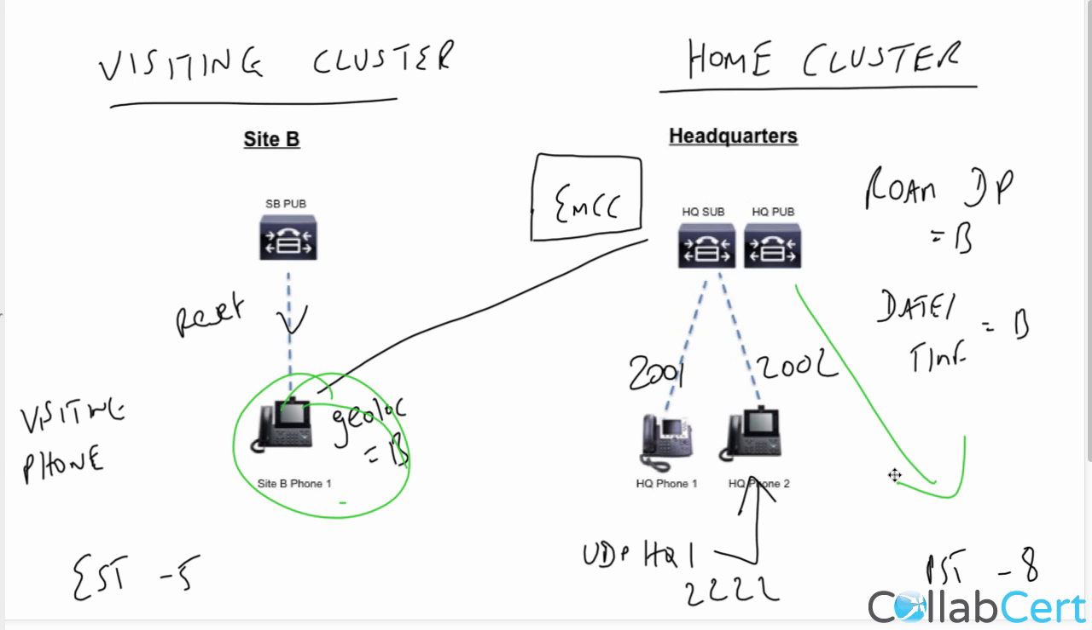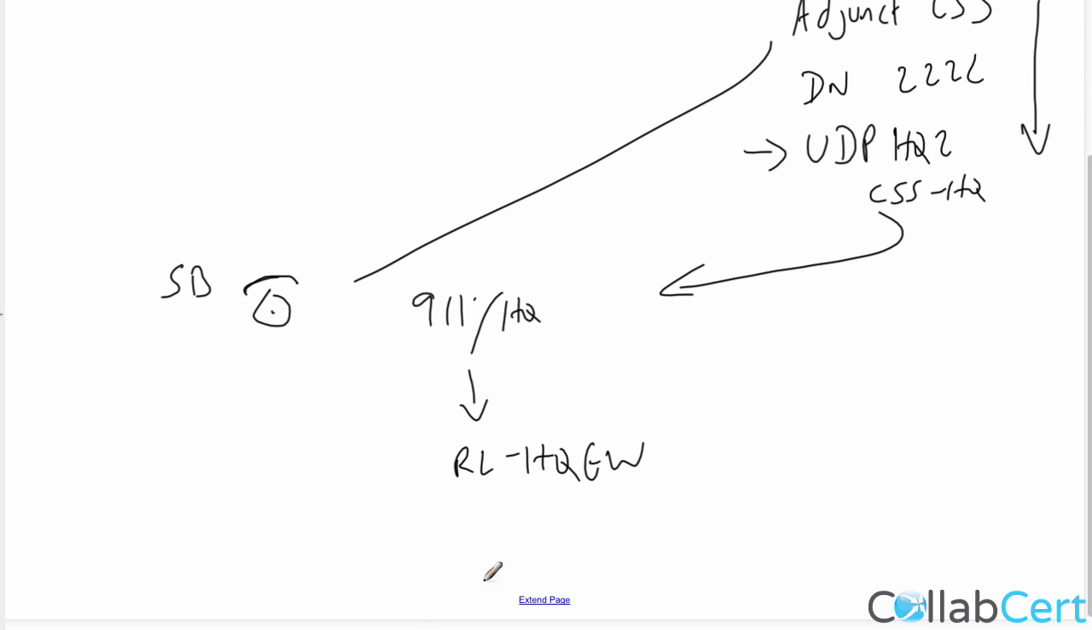I think so. I'm physically located in Site B. The phone happened to register to the home cluster. I dial 911, it's gone out the wrong gateway. That's totally wrong. How do we rectify this situation? In this situation, we should not use the route list HQ. We should use a standard local route group.